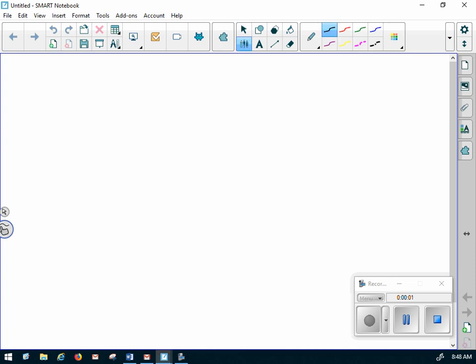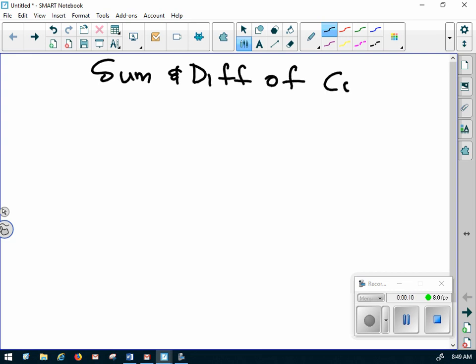Going to be talking about today is factoring sums and differences of cubes. What's a sum? It's plus. What's the difference? A minus. What's a cube? And don't tell me it's a box.